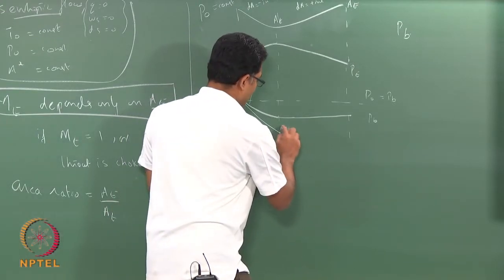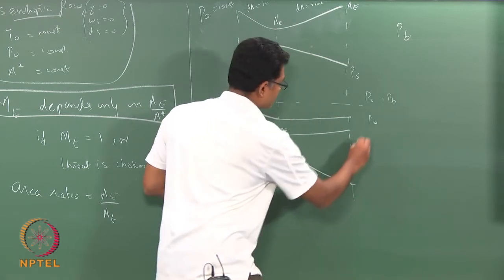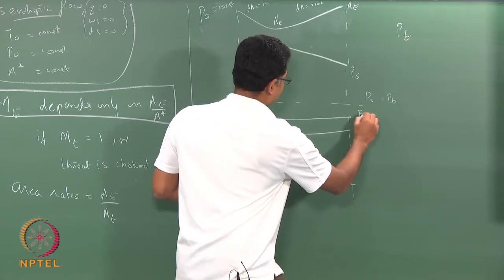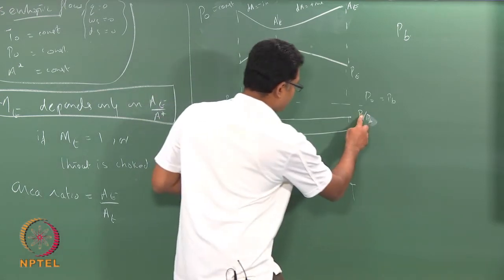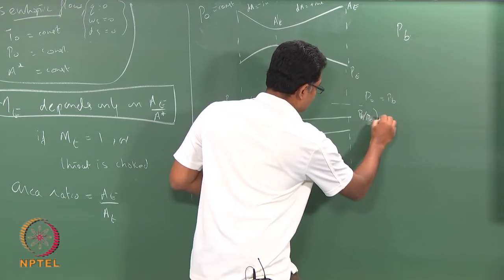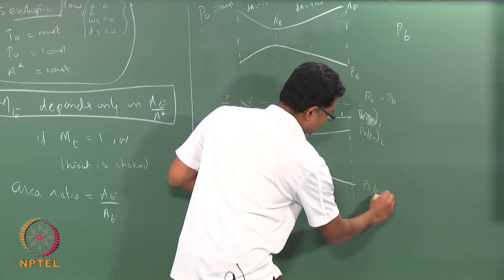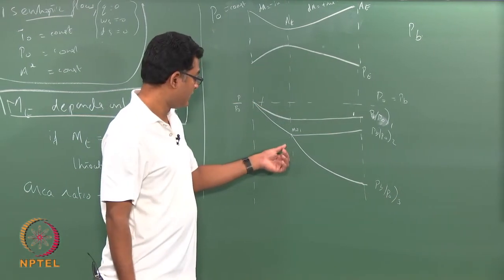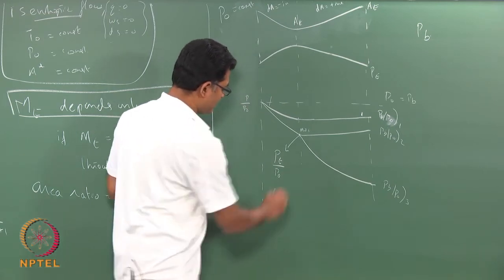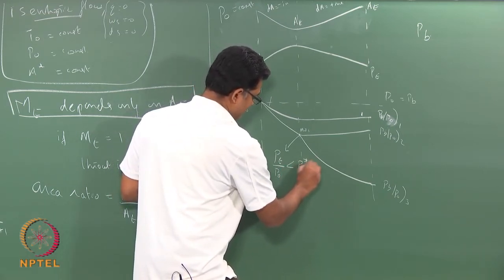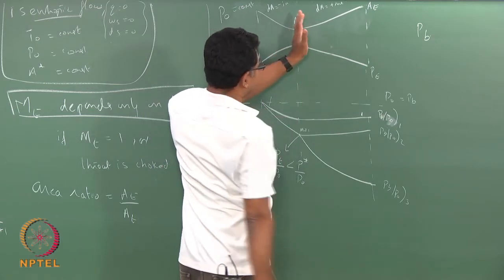So, either the flow will decelerate or the flow will accelerate. This is my P by P0, where P0 is kept constant. So, PB by P0 at line 1, PB by P0 at 2, and PB by P0 at 3. So, this is choked. This value here, P throat by P0, is less than P star by P0, so that the converging nozzle is now choked. So, this flow is choked. We say the throat is choked.